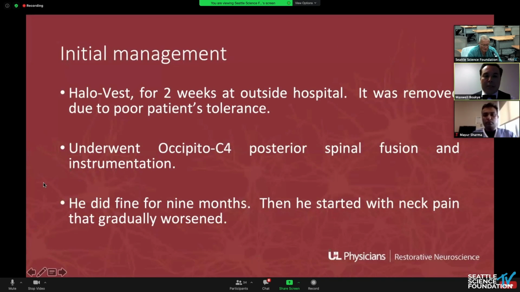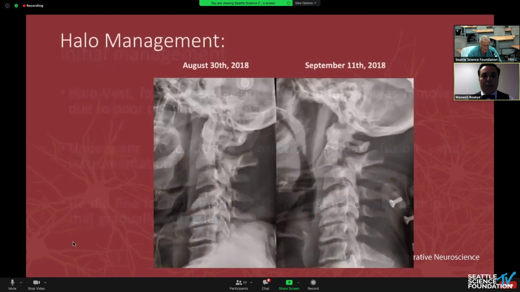So the initial recommendation was a halo, and the patient used it for 2 weeks, but it was removed due to poor patient tolerance. So the patient opted for surgical treatment. He underwent an occipital to C4 posterior spinal fusion and instrumentation. And he did fine for a period of approximately 9 months, but then he started again with neck pain that gradually worsened.